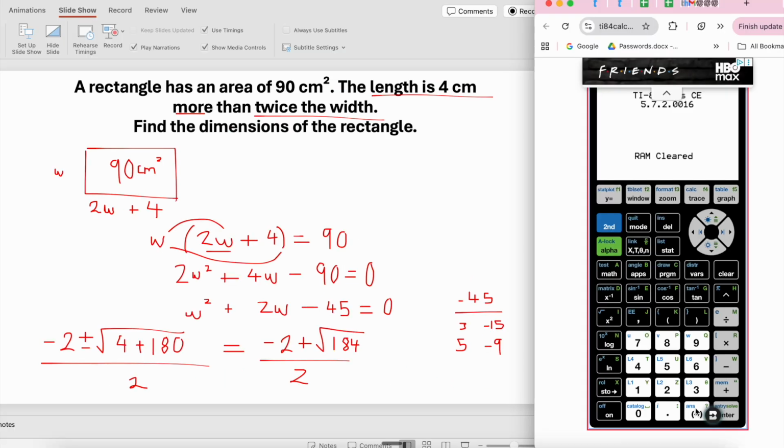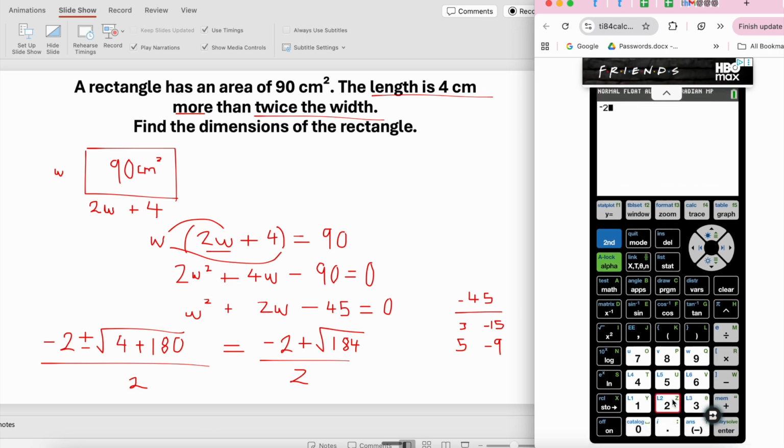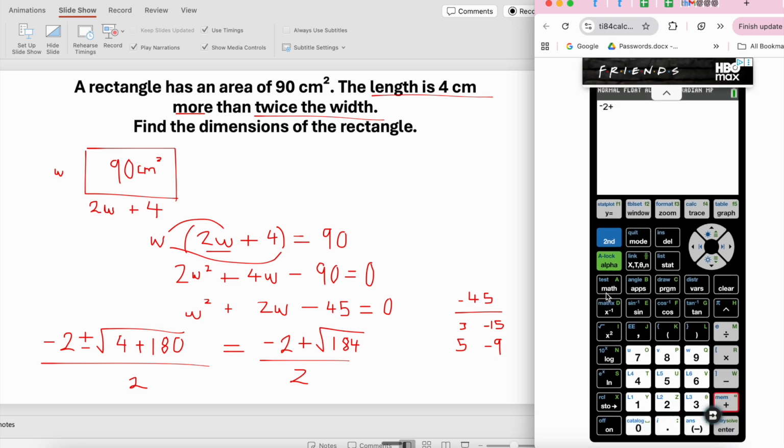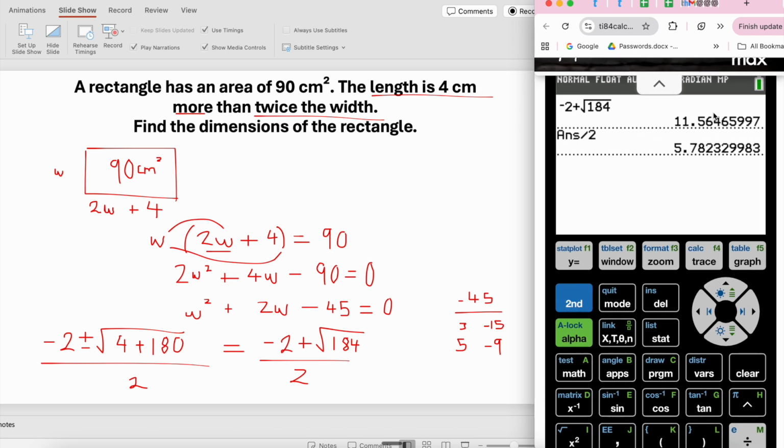So typing this into the calculator, we are going to have the following: minus 2 plus the square root of 184, and the answer to that all divided by 2. So we're simply going to get an answer of 5.78, and then you can substitute that back into the original equation to see if this relationship still holds true.